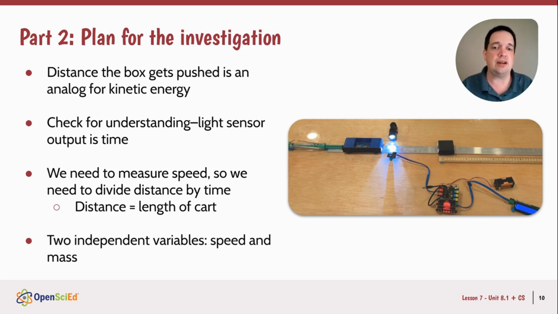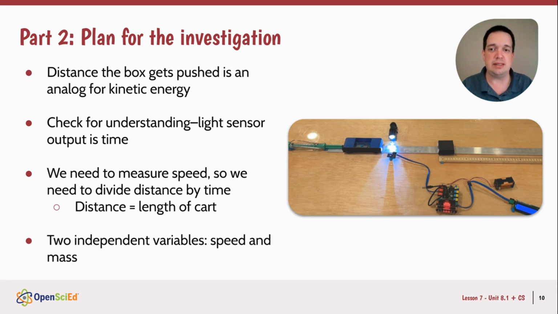So you're going to launch the cart. Next, you see a flashlight shining at a sensor below it. That's the light sensor, which is connected to the microbit. And eventually on the track, you see a box and a meter stick. So the distance that that box gets pushed, that's going to be the analog for kinetic energy since we can't measure energy directly.